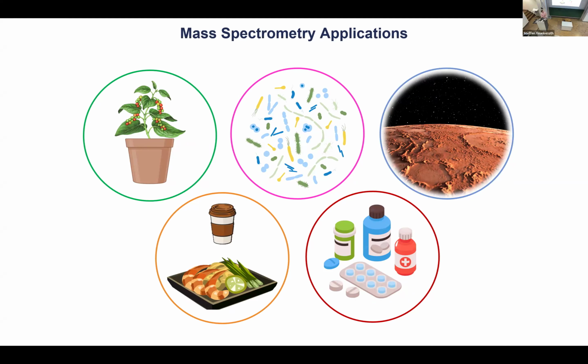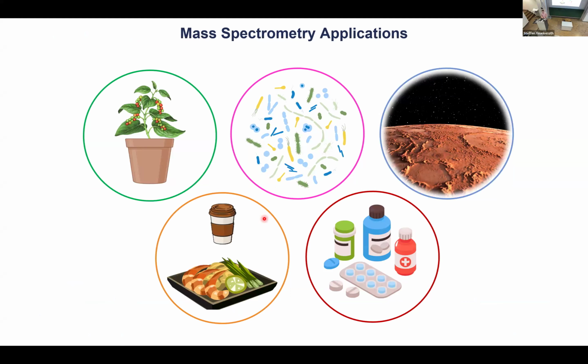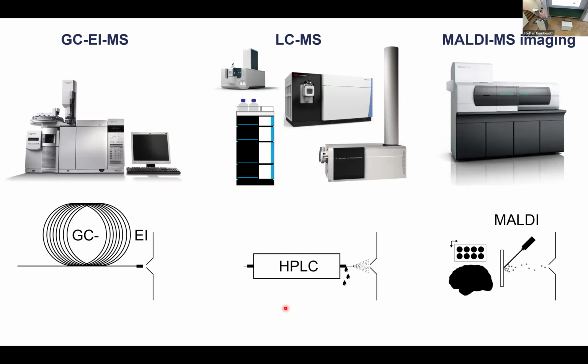So first of all, mass spectrometry, I think it's really great because you can use it in such a variety of fields. And one of the fields that I'm using it in, and a lot of you are probably using it in, is the field of metabolomics. For example, it's used for analyzing plants, analyzing the microbiome. Some people even use it in space to analyze, I don't know, the topology on Mars or something. It's used in food analysis and medical analysis.